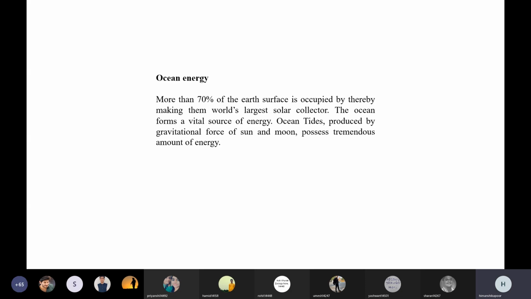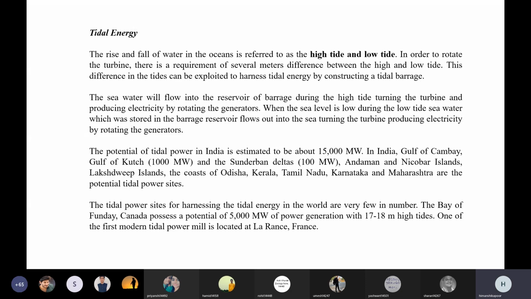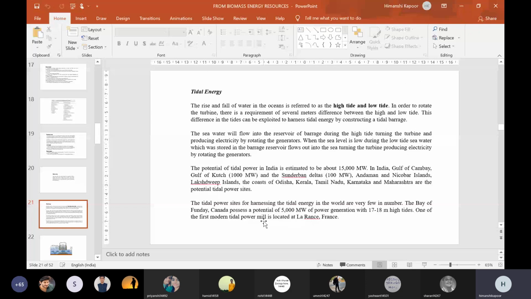So coming to the first form of ocean energy, it is tidal energy. What do you understand by tides? I hope you all have read about tides. Yes. It is the alternate rising and falling of the surface water of the oceans and seas. It generally occurs twice a day, because of the gravitational pull of the moon and the sun.